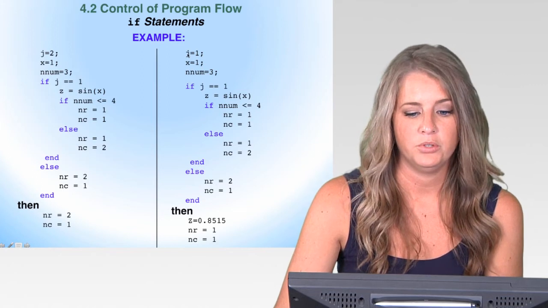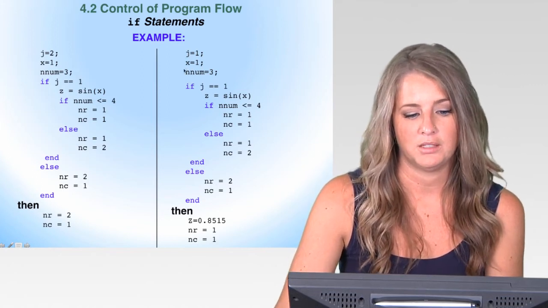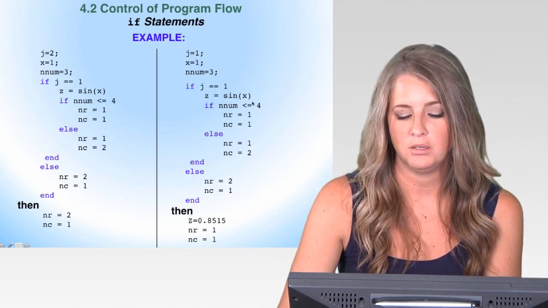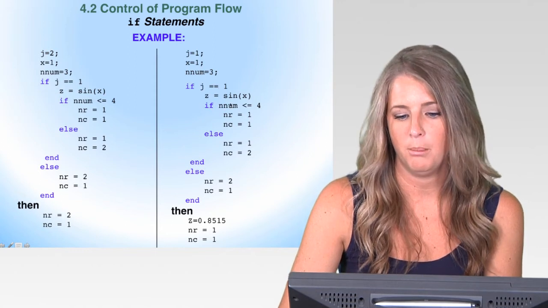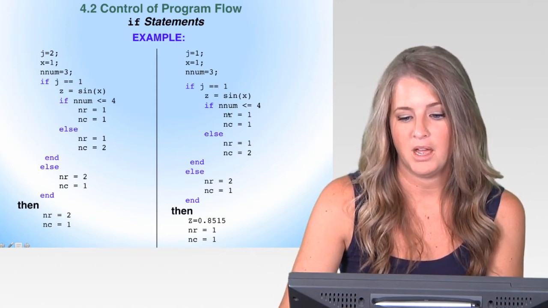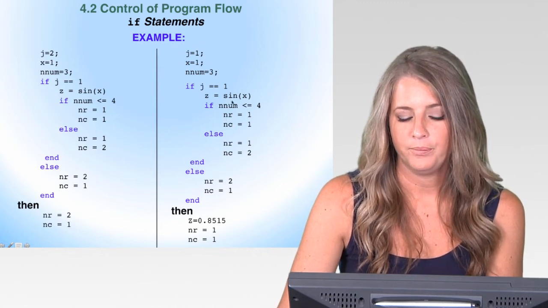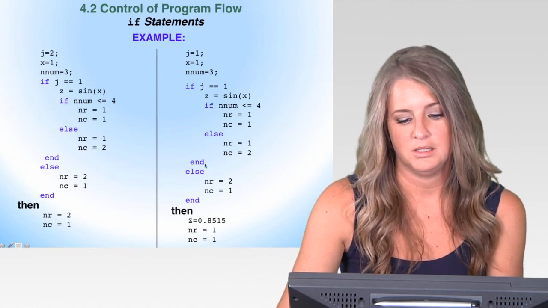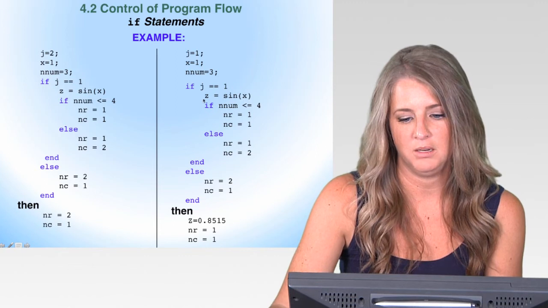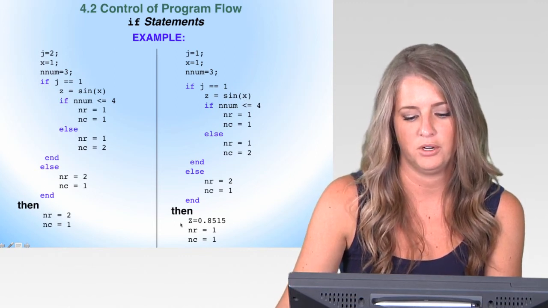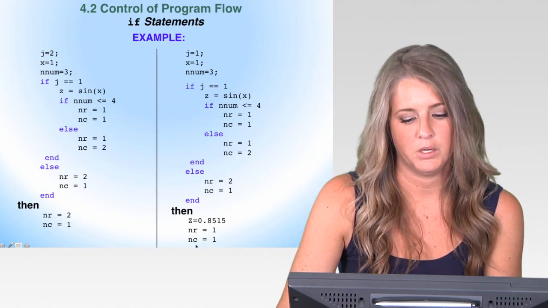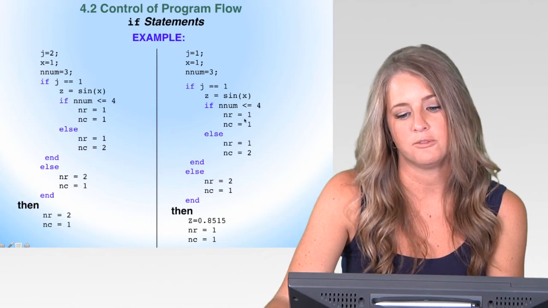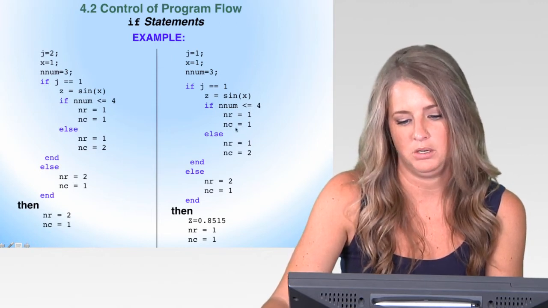However, in this example, j is equal to 1, and then we have x equal to 1, num equal to 3 again. So because j is equal to 1, it's going to evaluate this expression, then it passes in num, and then it evaluates that. As you can see, depending on the number that was entered for x and num, in this particular case it produced an output for z when it evaluated x with the sine function here, and then the output was nr equals 1 and nc equals 1. In that case it's because our num was less than or equal to 4, so that's why this one was executed as opposed to this one.